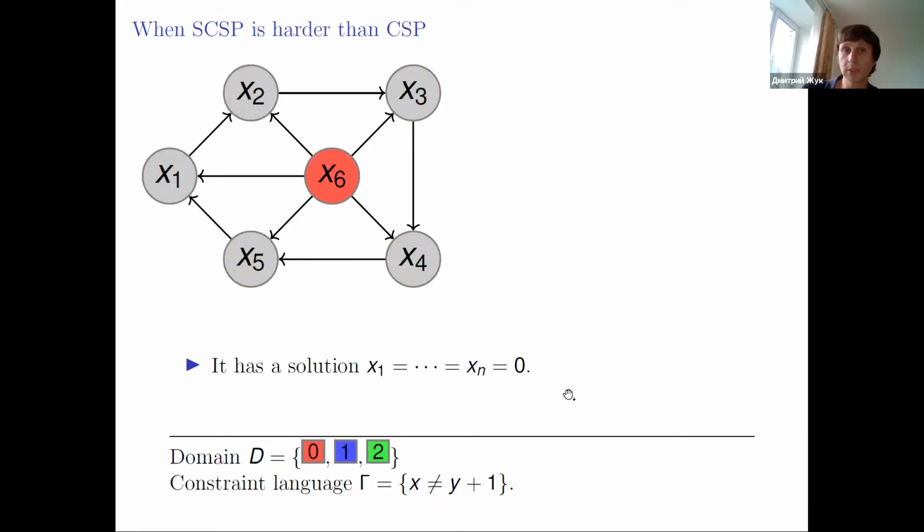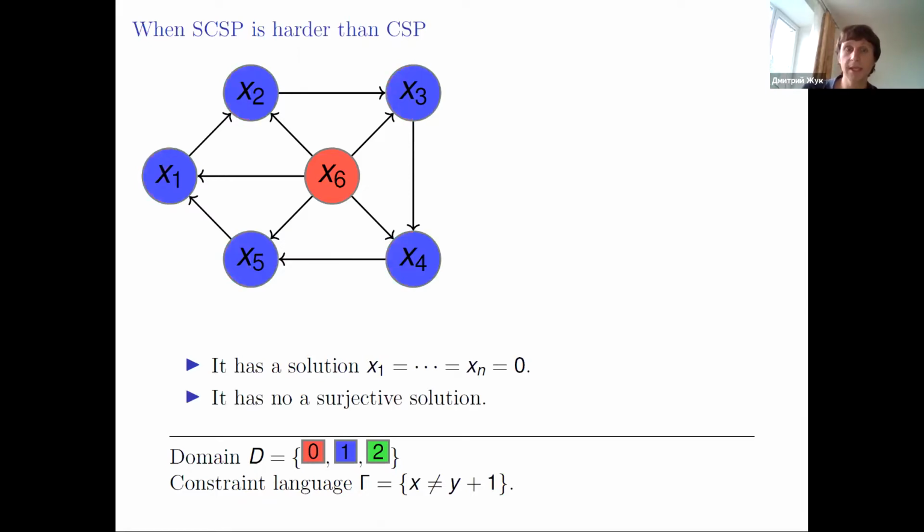So let's put some color to x6. Then we can calculate that all the remaining variables should be either blue or red. So they're either 0 or 1s. So this already means that this instance has no surjective solutions. Okay? And we can even check that if one of the vertices is red, then all of them are red, and if one of the vertices is blue, then all of them are blue. Anyway, the point is that this instance has no surjective solution.